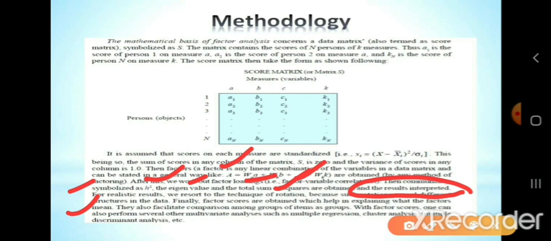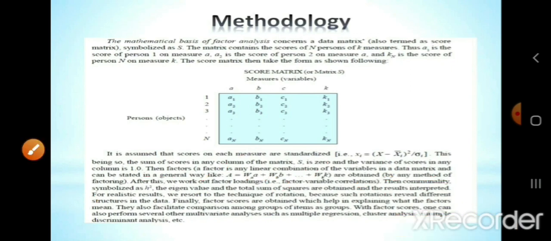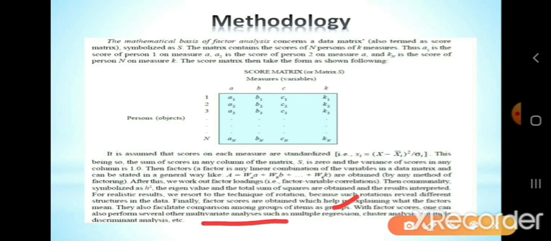Okay, so this score which we are getting through this factor analysis technique also helps to perform other multivariate analysis techniques such as multiple regression, cluster analysis and multiple discriminant analysis.